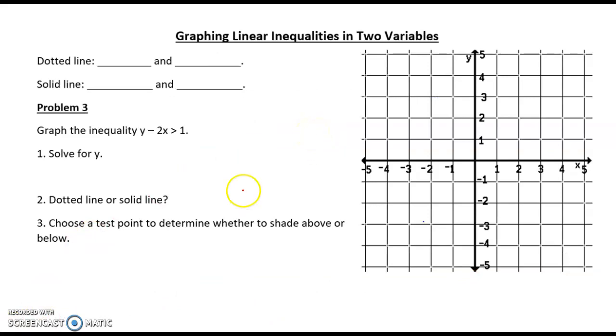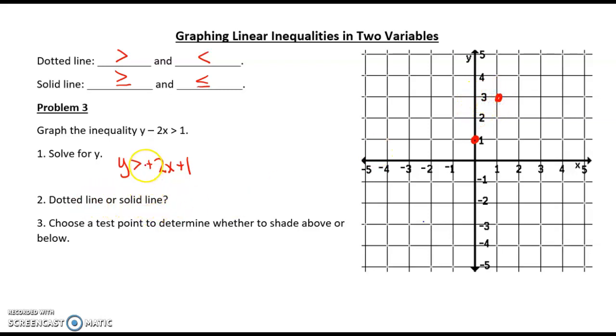So remember when we're graphing inequalities in two variables that it's a dotted line if it's greater than or less than. It's a solid line if it's greater than or equal to, less than or equal to. So just a reminder, if I'm going to graph this inequality, first thing I'm going to have to do is solve for y. So I get plus 2x plus 1. Okay, so if I graph that, I put a dot at 1, up 2 over 1.